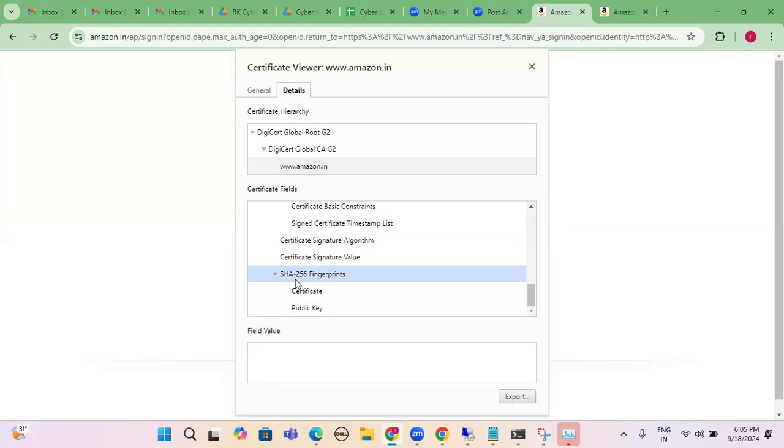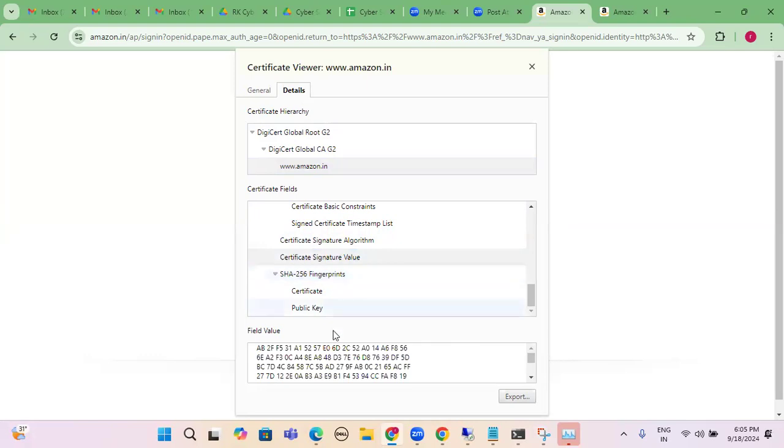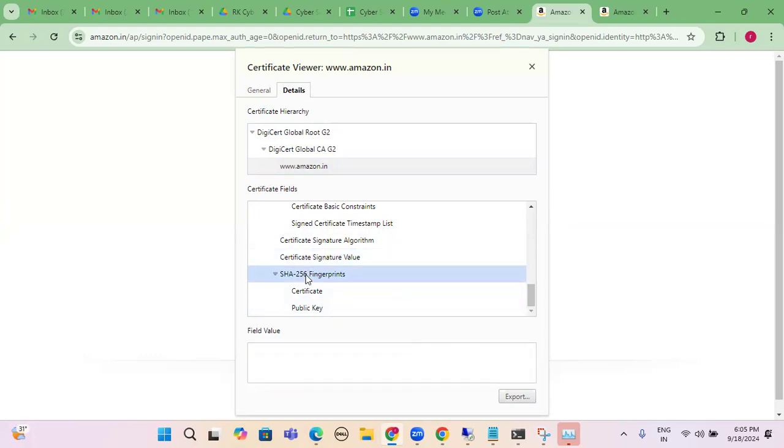SHA-256. SHA-256 is a hashing algorithm. You can see the certificate signature algorithm and certificate signature value: SHA-256. So this is the signature algorithm; it is using the SHA-256 signature algorithm. On the attacker side, it will not be the same signature. It can be used. So first of all, you will not purchase it also.